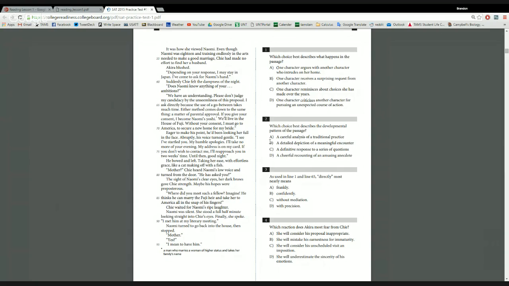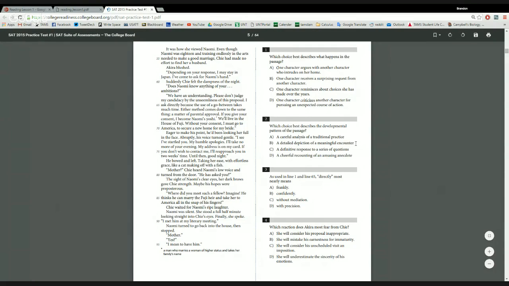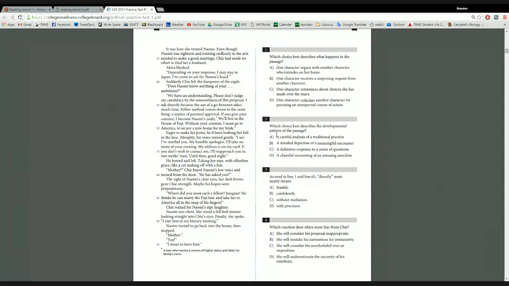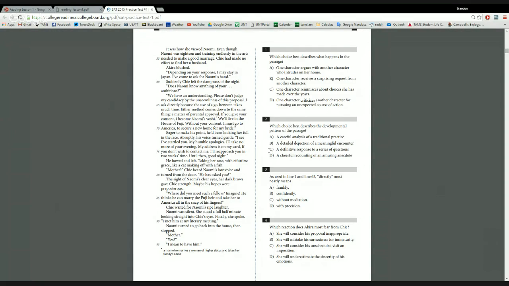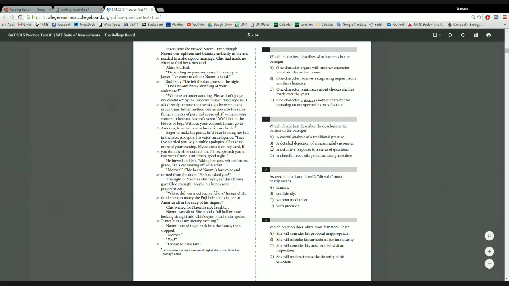B. A detailed depiction of a meaningful encounter. The encounter here was definitely meaningful, and it does happen in the passage. So again, we can leave this answer choice open. Nothing makes this answer choice incorrect. Next, C. A definitive response to a series of questions. There were a series of questions in the beginning, but those were all analytical and rhetorical. So this answer choice is probably trying to trick you, given that you only read the first paragraph. So that's incorrect.